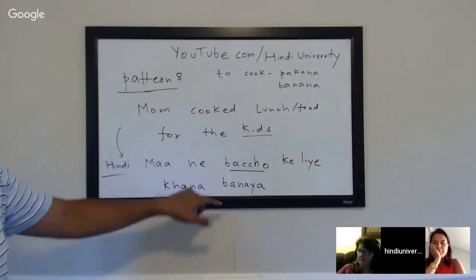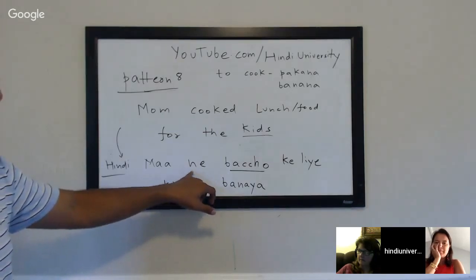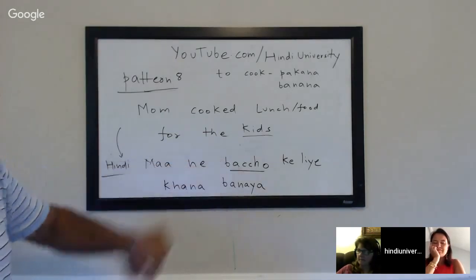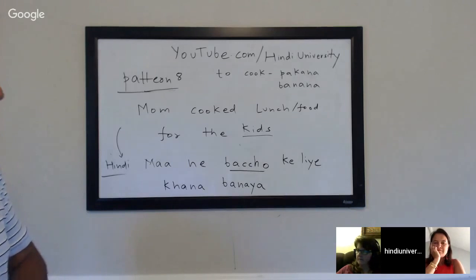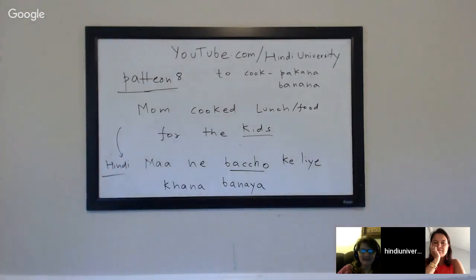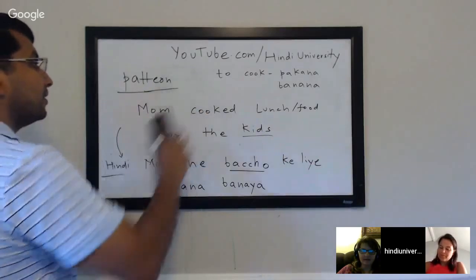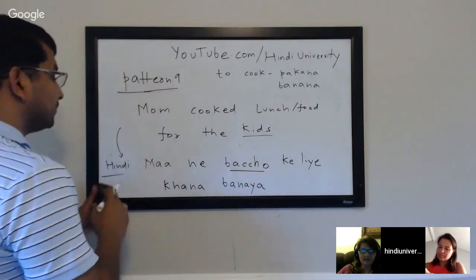Okay. If there are multiple kids, then you're using the oblique case. One kid is बच्चा, plural is बच्चे. Okay. But because you're using the plural, then you will end up using the oblique case, and that would be बच्चों के लिए. Okay. So let's move on to the next one. Let me know if there's any questions, and then we can dissect that more.